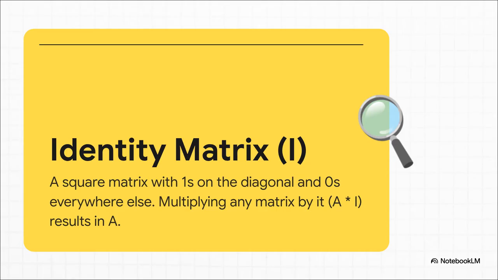And to wrap up our basics, let's talk about the identity matrix. The easiest way to think about this is as the number 1, but for the world of matrices. It's a square matrix with ones running down that main diagonal and zeros everywhere else. If you multiply any matrix by the right-sized identity matrix, you just get your original matrix right back. It's the neutral element for multiplication.